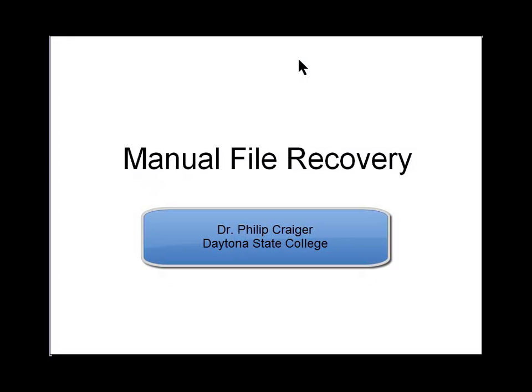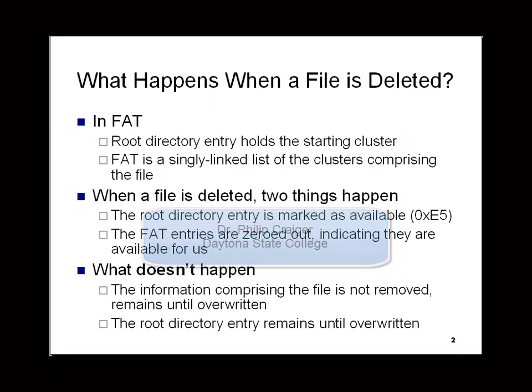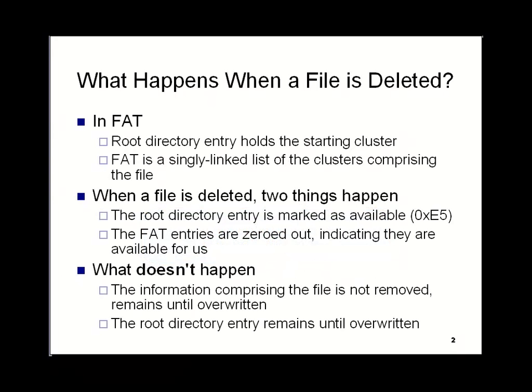So let's see what happens when a file is deleted from the FAT file system and how you would go about manually recovering that file. Recall from our last class that under a file allocation table file system, the root directory entry holds the starting cluster of the file, and the FAT is a singly linked list of clusters that comprises the file. So essentially two simple things happen when a file is deleted.